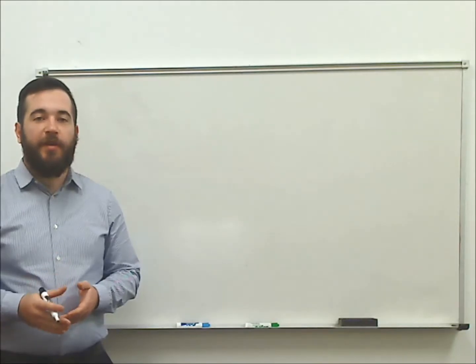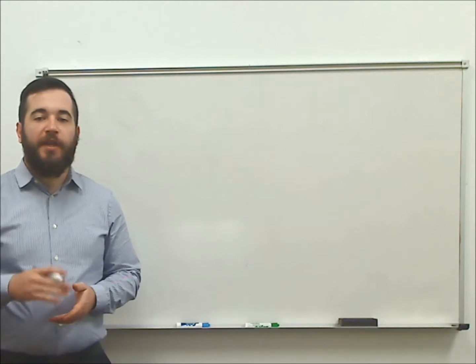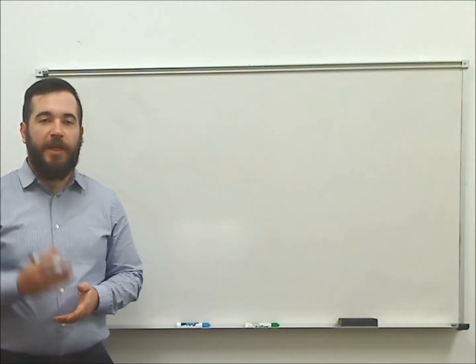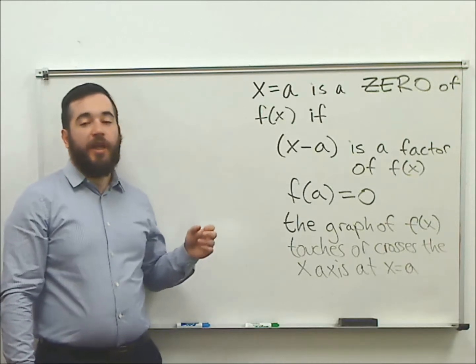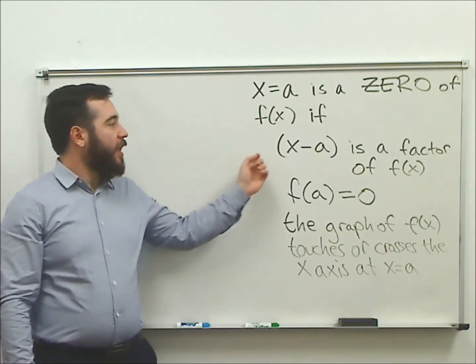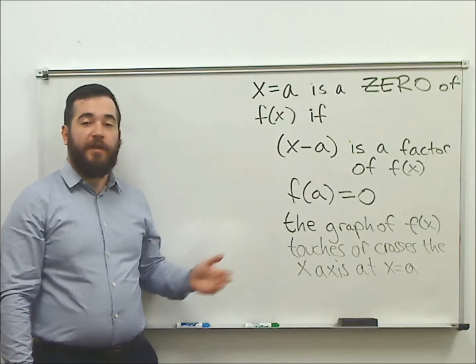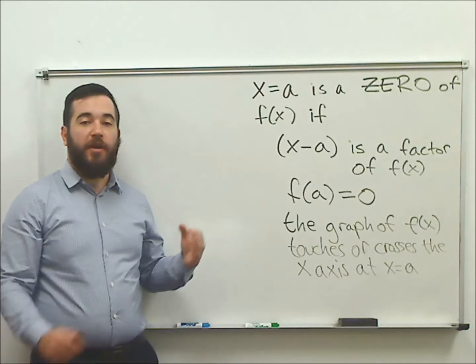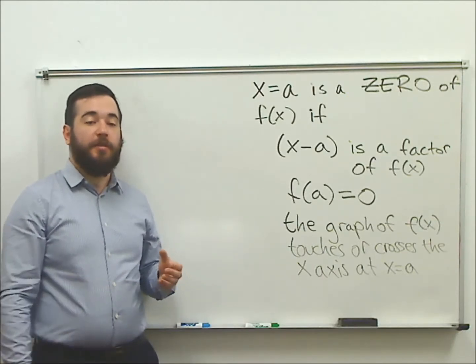So what's meant when somebody talks about a zero of a polynomial? A zero of a polynomial can actually mean many different things. The first thing is that if x equals a is a zero of the polynomial f of x, that means x minus a is a factor of f of x. So when you factor a polynomial and you get all these different factors, those essentially give you your zeros.